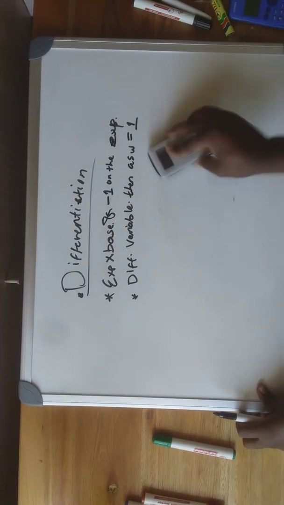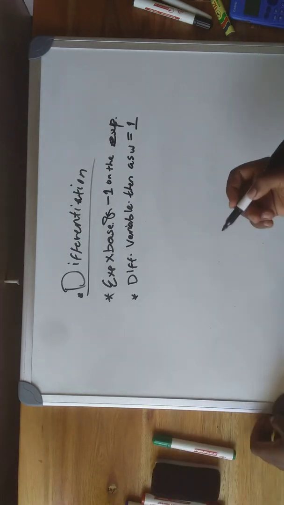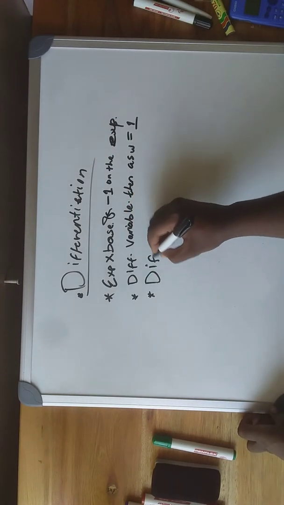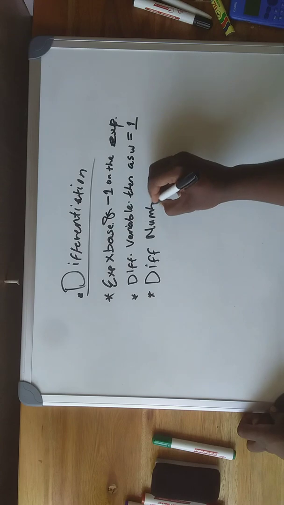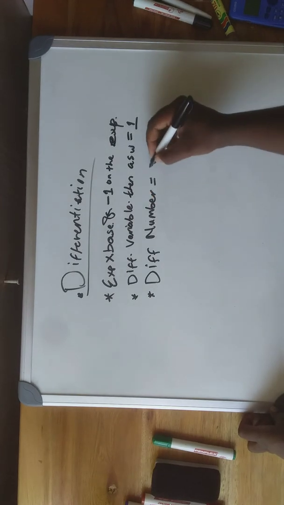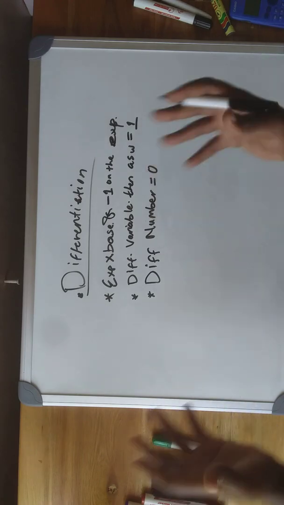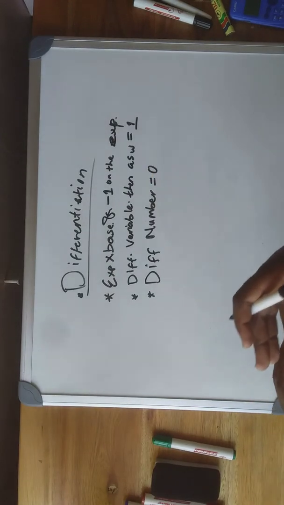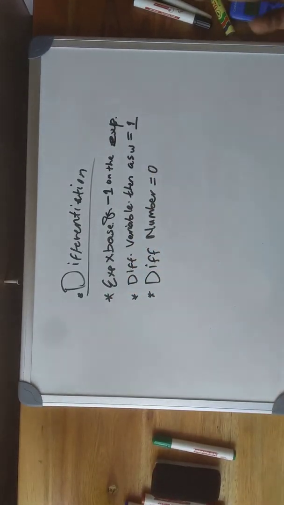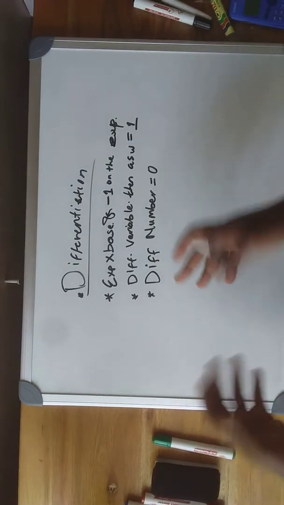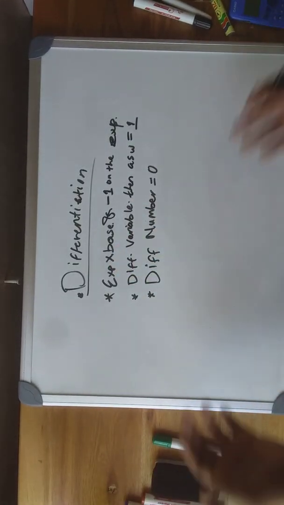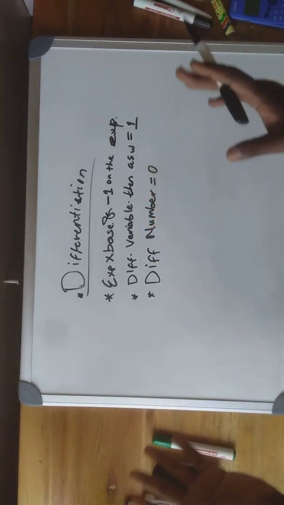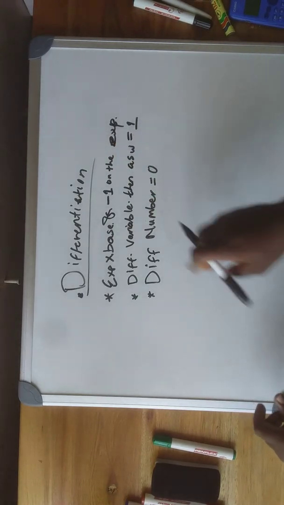So again, whenever you're differentiating a number, the answer is always 0. This applies because a number doesn't have a variable. If you're differentiating y in terms of x, and the number doesn't have x, it means we can't differentiate it, so it's 0. So if you're differentiating a number without a variable, then it's 0. This is what we know.